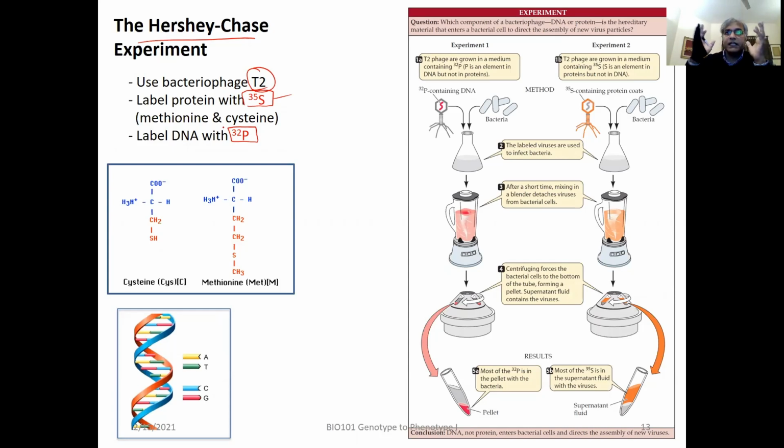Why did they come up with this idea? It's very important. It contains the crux of this whole experiment. Why are they growing viruses in the presence of sulfur or phosphorus? They knew that amino acids are the fundamental blocks of proteins. Proteins are made up of 20 amino acids. Now, two of these amino acids, methionine and cysteine, contain sulfur.